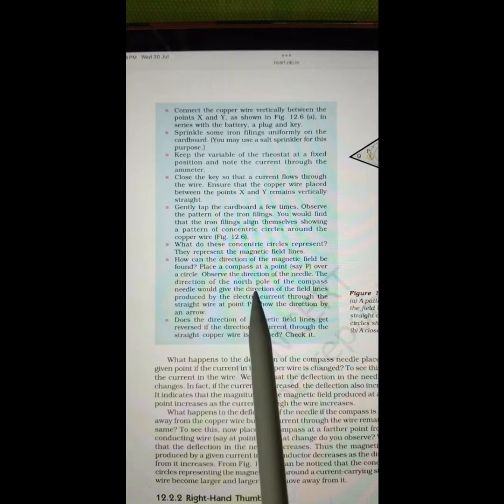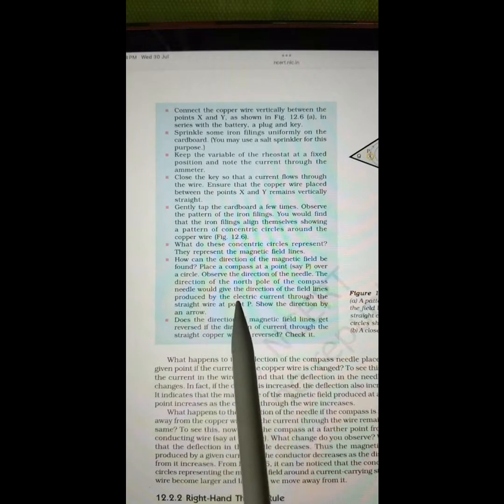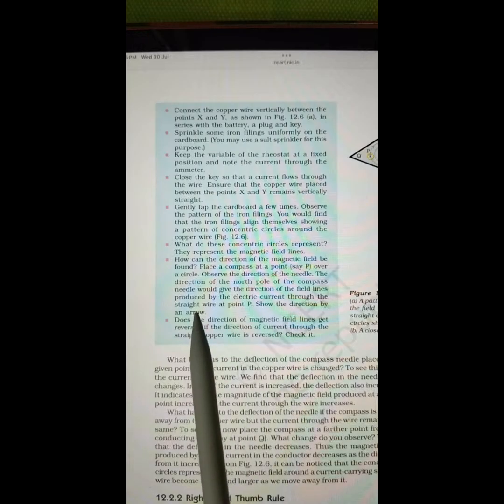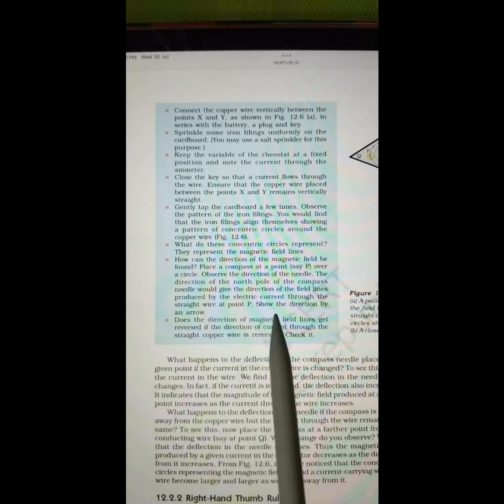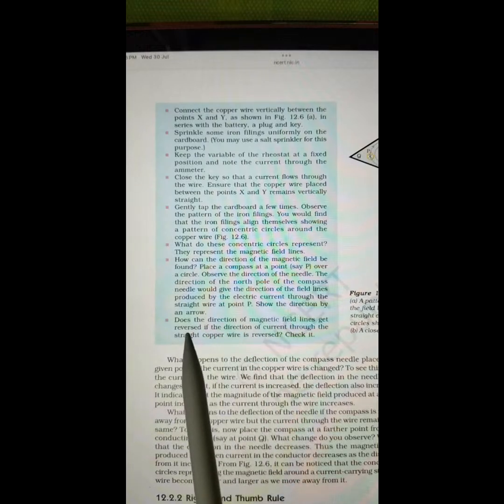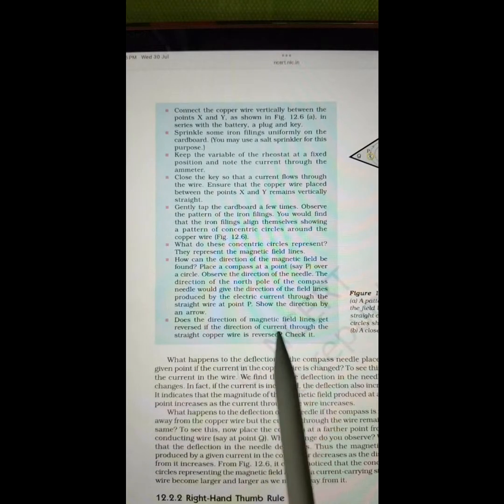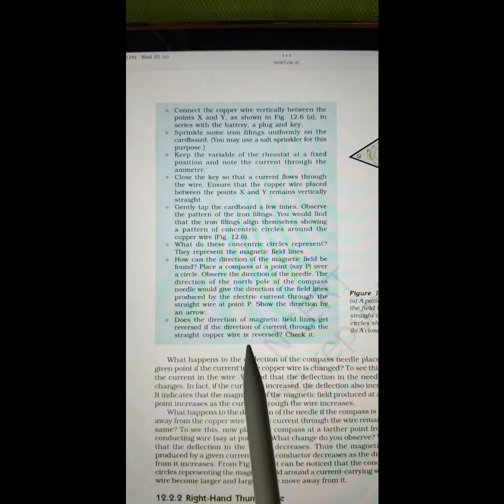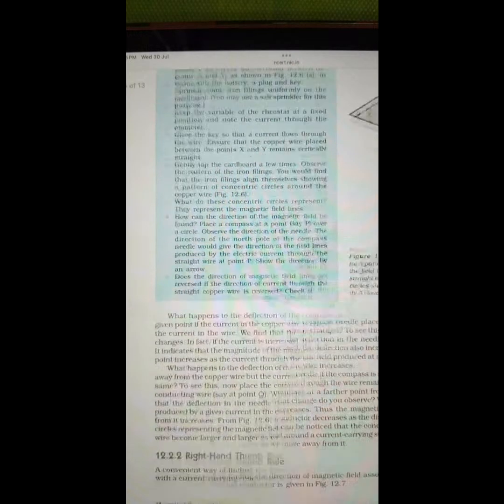The direction of the north pole of the compass needle would give the direction of the field lines produced by the electric current through the straight wire at point P. Show the direction with an arrow. Does the direction of magnetic field lines get reversed if the direction of current through the straight copper wire is reversed? Check it.